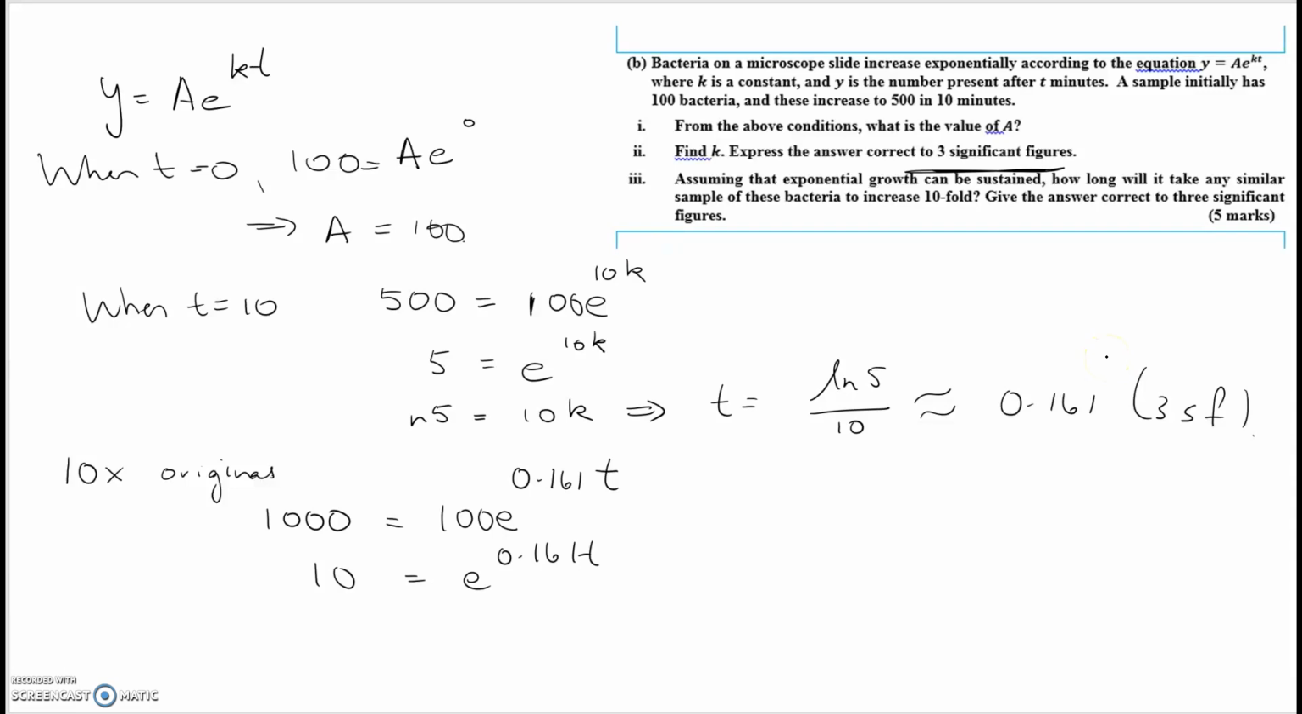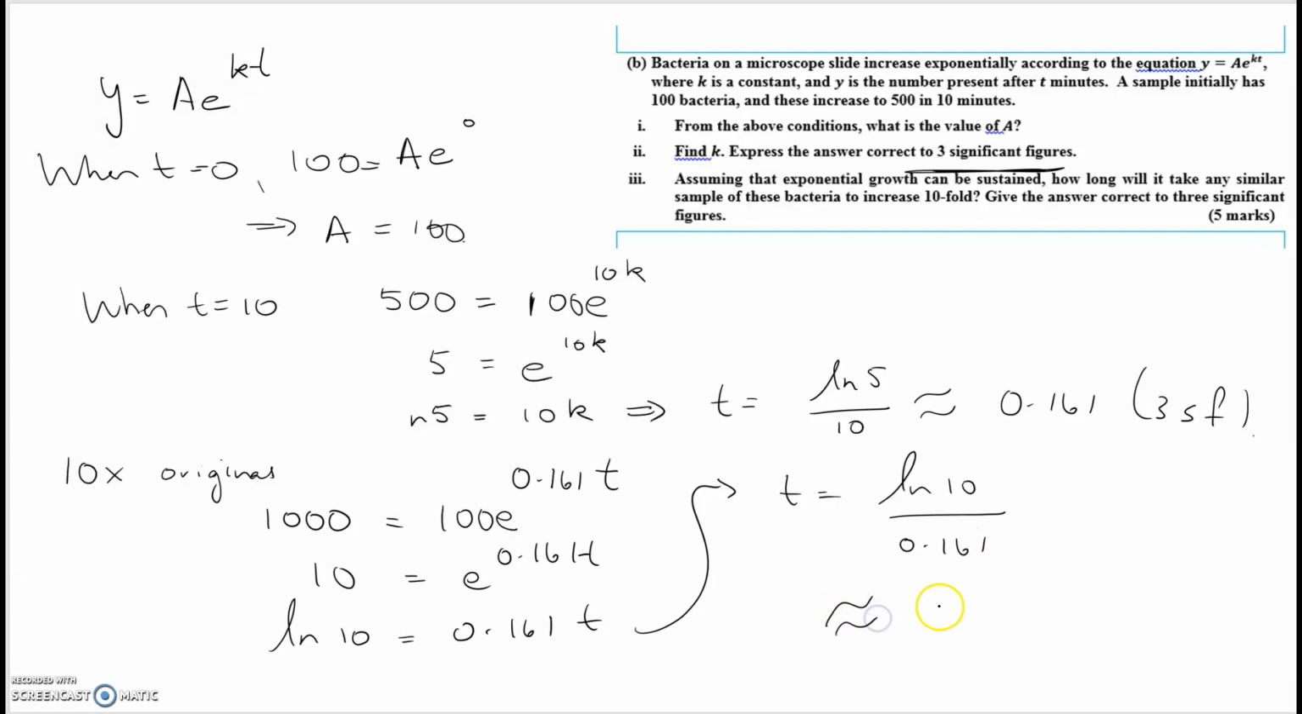Okay, take the natural log of each side. So natural log of 10 equals 0.161 t. So t equals natural log of 10 over 0.161. And that's approximately 14.3 minutes. Again, 3 significant figures because that's what it's asked for.